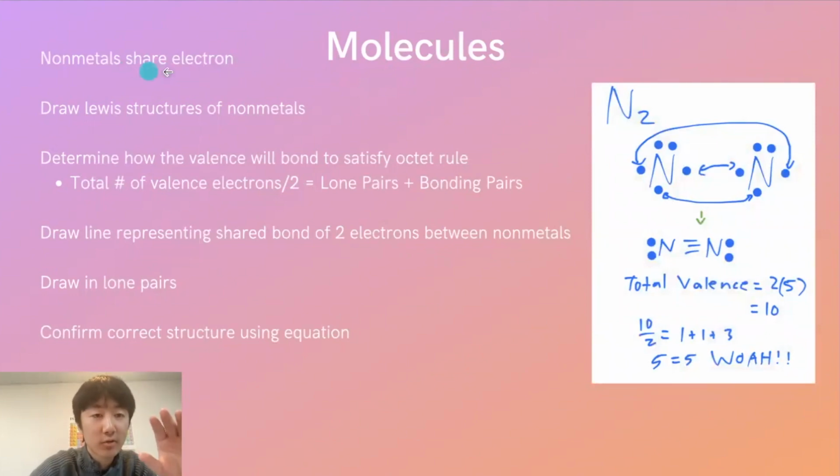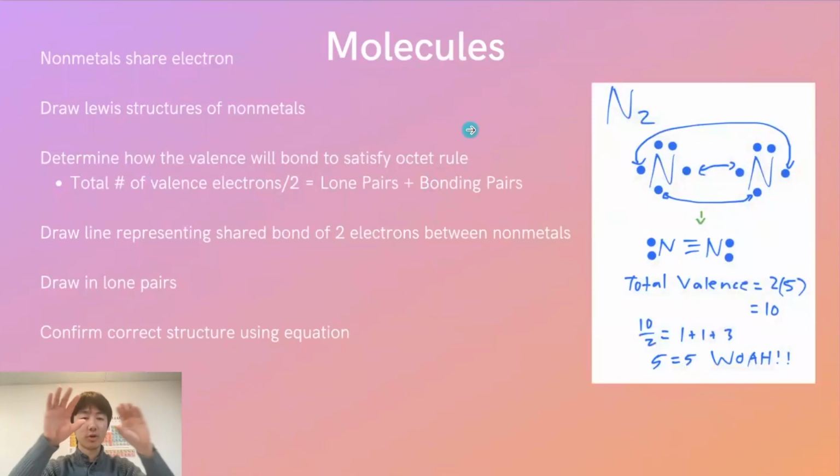Basically, for molecules, nonmetals share electrons, right? So you draw the Lewis structures of both nonmetals, 2 or more nonmetals, right? Determine how the valence electrons will bond to satisfy the octet rule. Essentially, you have to use the bonding pair, which is the line, as you can see through the nitrogen. So determine how it will bond to satisfy the octet rule.